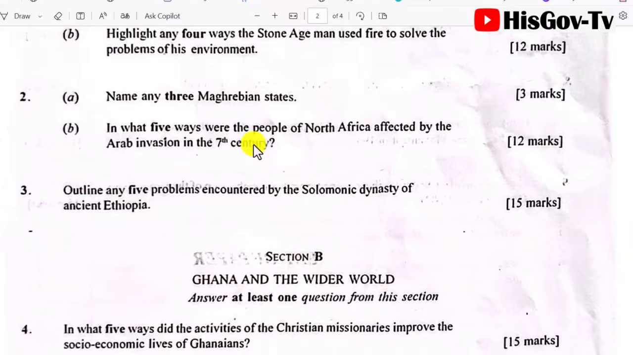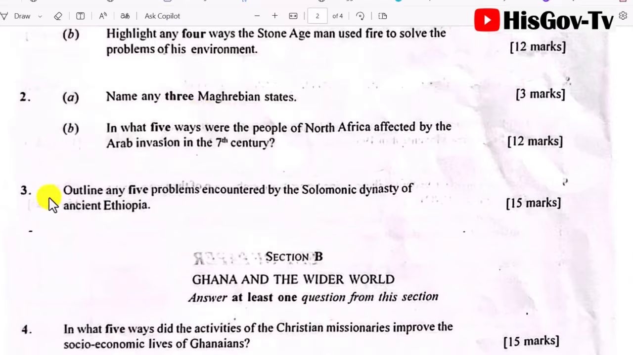Let me say that for candidates, especially in question 2A, you are not expected to explain what the Maghrebian states were. If you know them, just give the names of the states, please. Make your answers as simple as possible. Don't go about defining which states are known as the Maghrebian states and all of that. Let's go to question number 3.